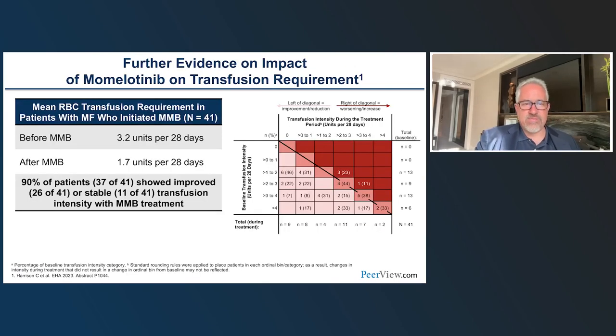Now, further evidence of impact on transfusion requirement. You see here that before and after, the decrease in the number of transfusions. You see almost all the patients had some improvement or stability of transfusion intensity on the momelotinib therapy, and we'll have further updates on these data at the EHA.